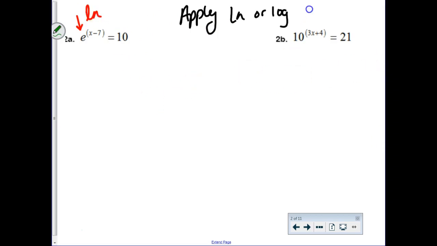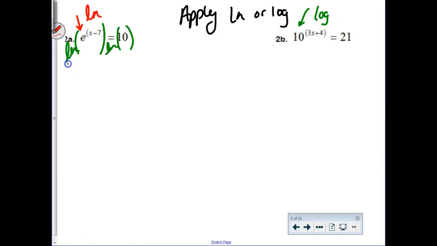And then over here, because the base is a 10, that means you're going to want to apply the common logarithm because it's base 10. Technically speaking, it doesn't matter, but if you use an appropriate logarithm when it calls for it, you're going to see a lot of cancellation, and that's exciting. So here, I'm going to apply the natural log, which makes me happy, to both sides, of course.